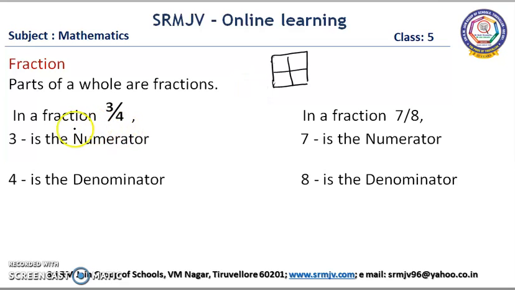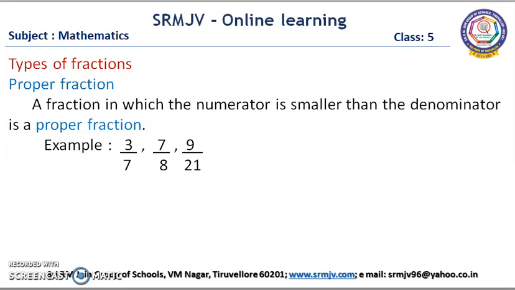See the fraction. In the fraction 3/4, 3 is the numerator and 4 is the denominator. The number above the line is called numerator and the number below the line is called denominator. See, in the fraction 7/8, 7 is the numerator and 8 is the denominator. Isn't it, ma? Now, we are going to see the types of fractions.